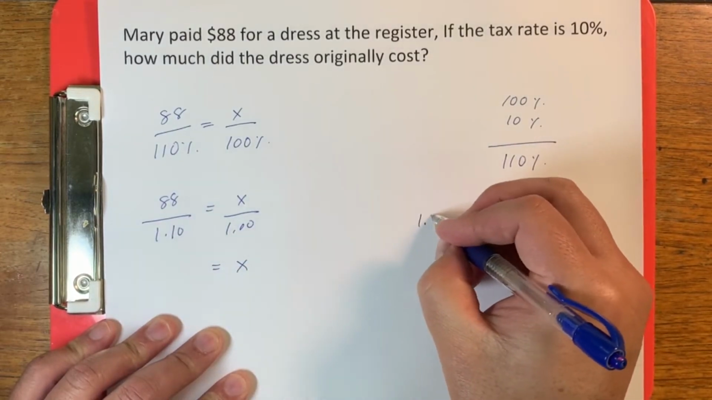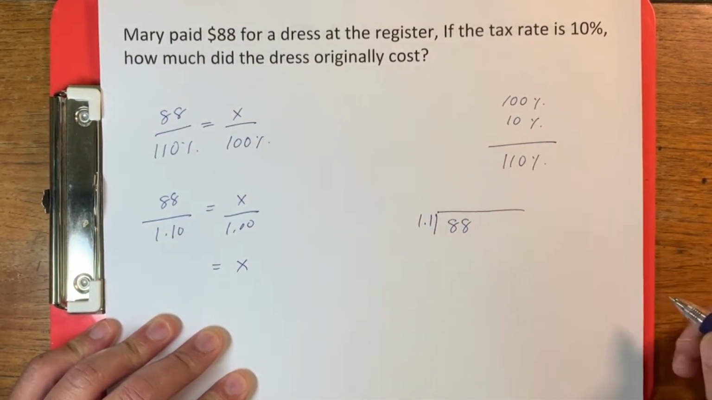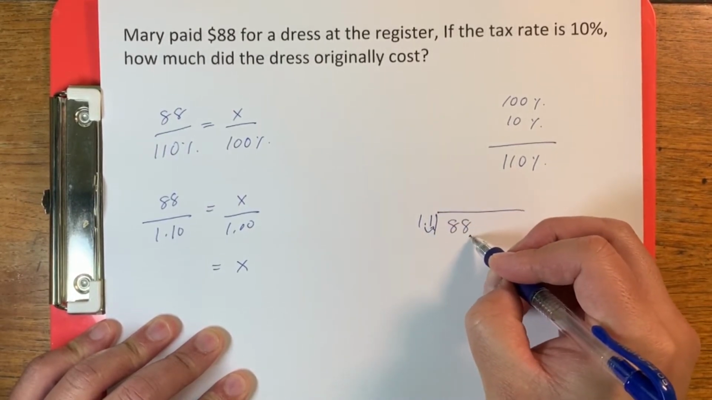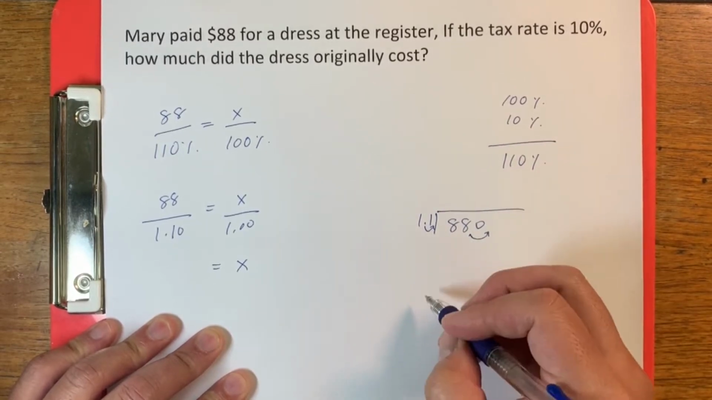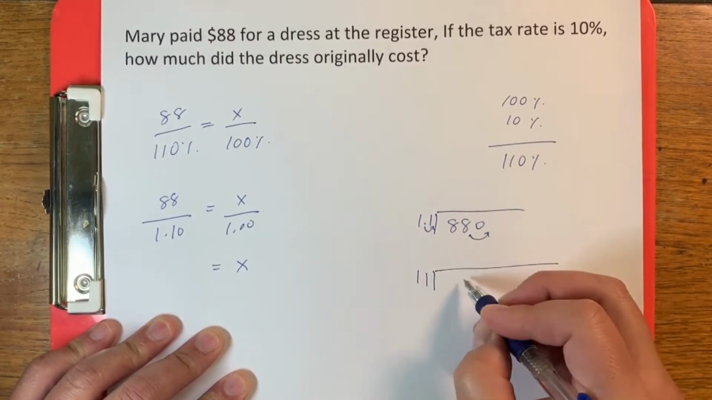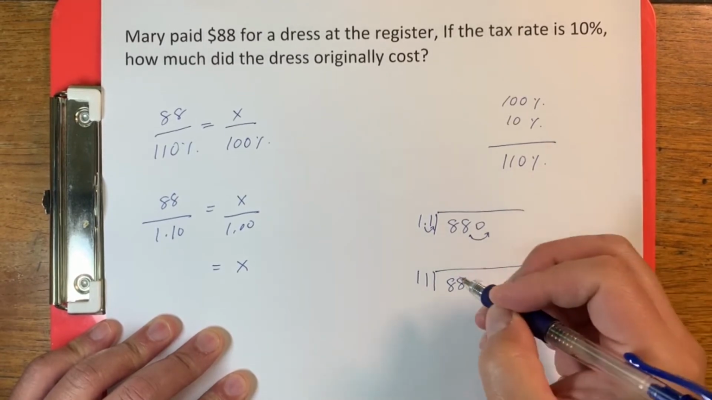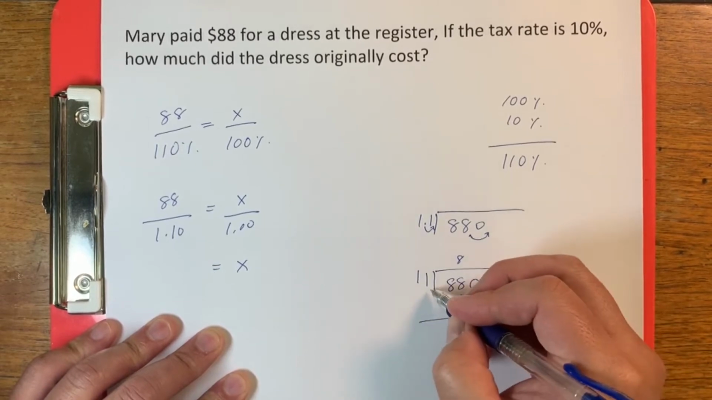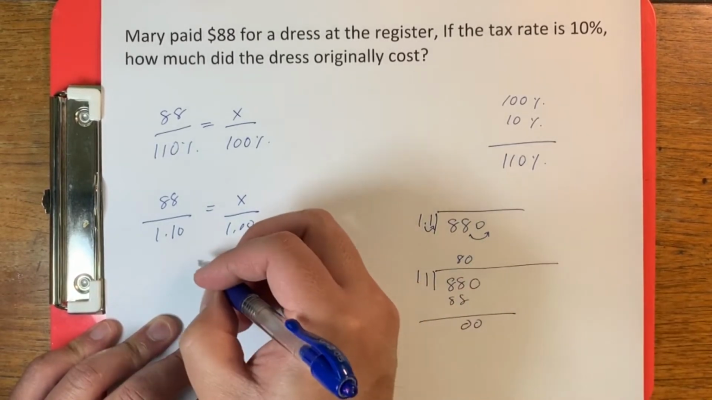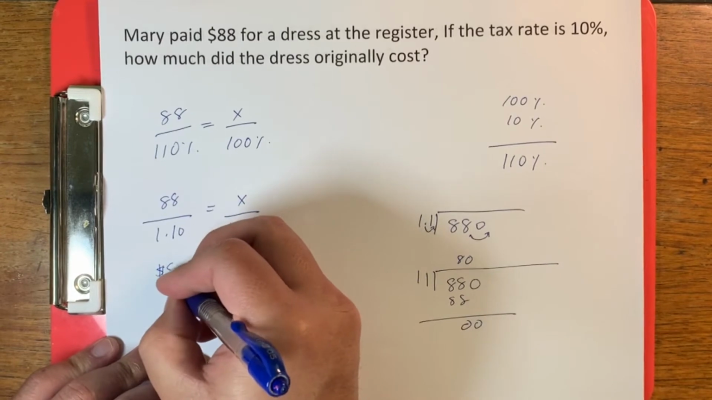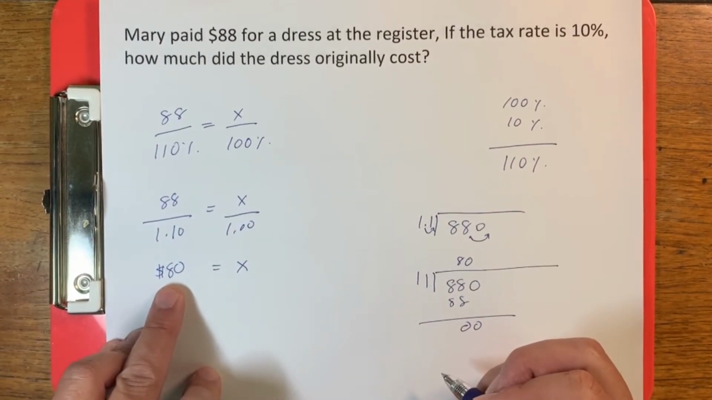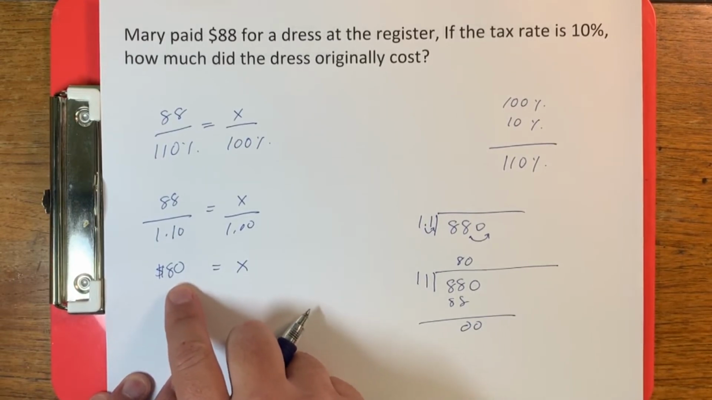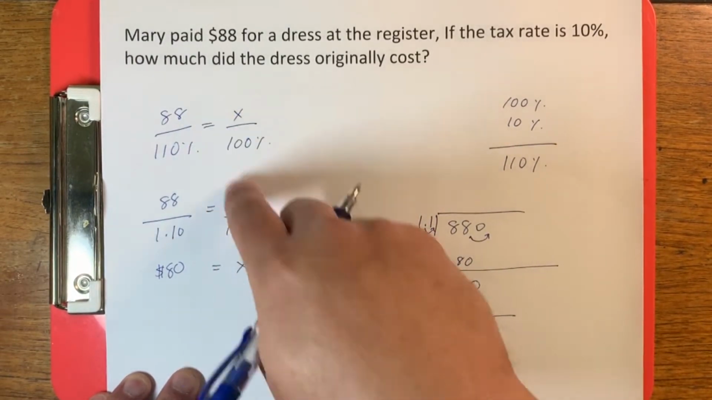So we get 1.1 goes into 88. Now, in order to do this division, we need to move this decimal out. So we're going to move the decimal 1 place. So really what we're doing is we're dividing 11 into 880. So 11 goes into 88 8 times. And then 11 goes into 0 times. So we get x is equal to $80, which is the original cost of the dress. And we could see that 10% of $80 is $8, which is why they paid $88 at the register.